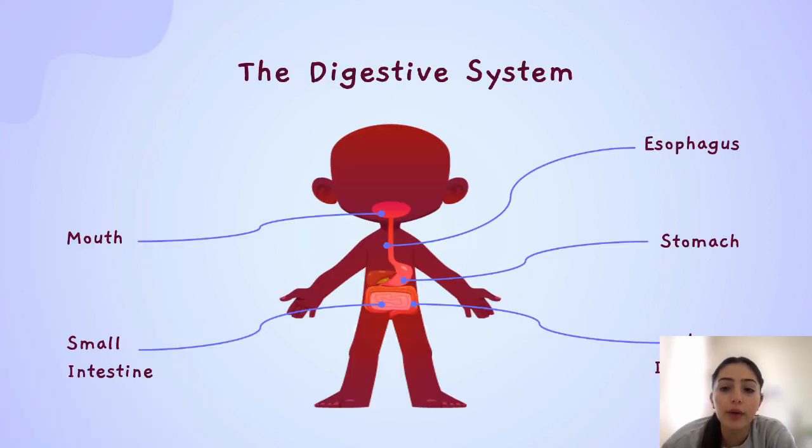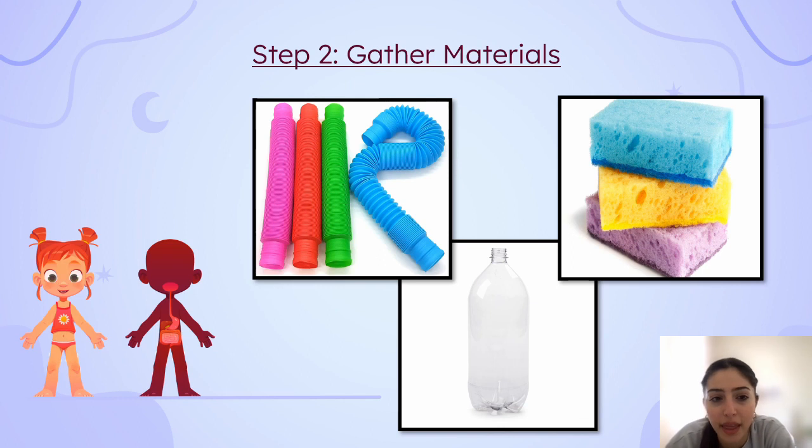Here we can see all of the parts of the digestive system that we need to include. So the mouth connecting to the esophagus, which then leads to the stomach, to the small intestine, and lastly the large intestine. Step 2 involves gathering all of the household materials that you need to assemble your digestive system. Feel free to pause the video now to do so.